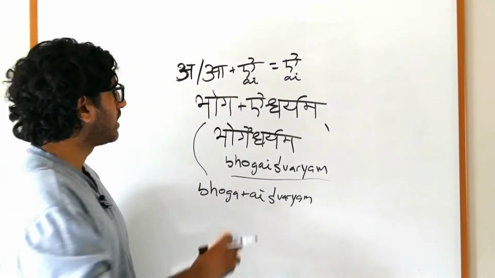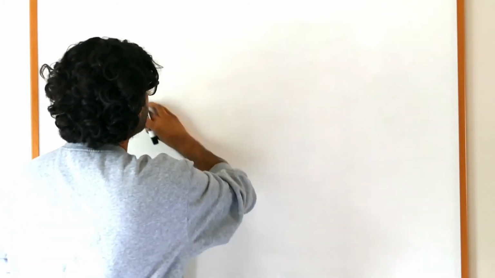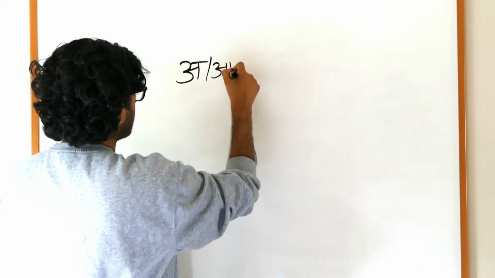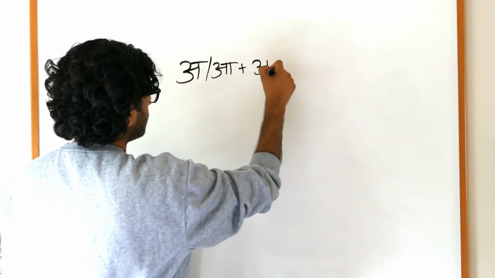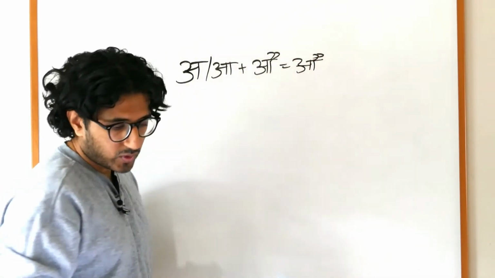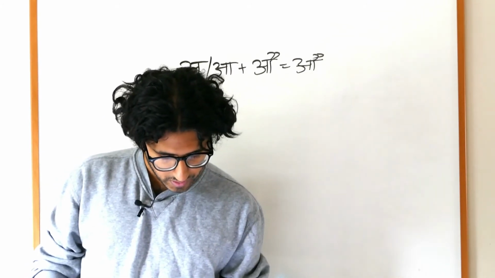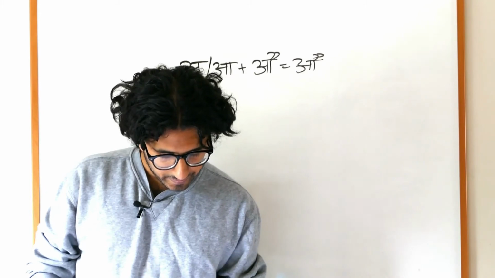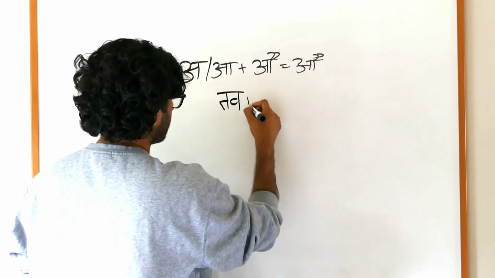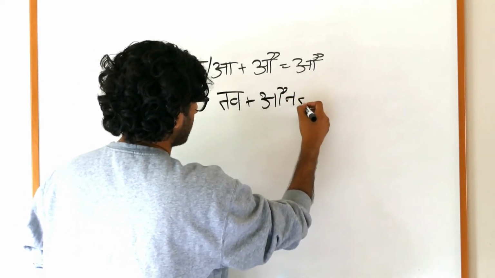It doesn't change. And the following example we have with AU, right? So A plus AU, doesn't change. You're going to get AU. The example written here is Tava plus Aunatyam. Okay. So Tava plus Aunatyam.